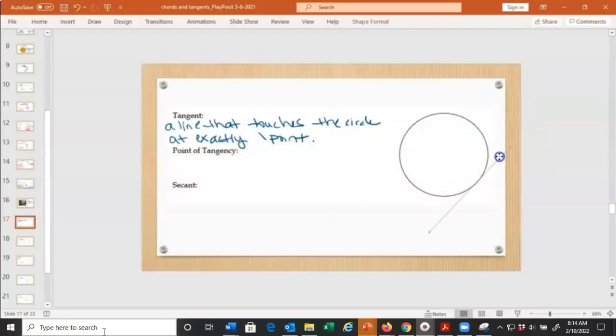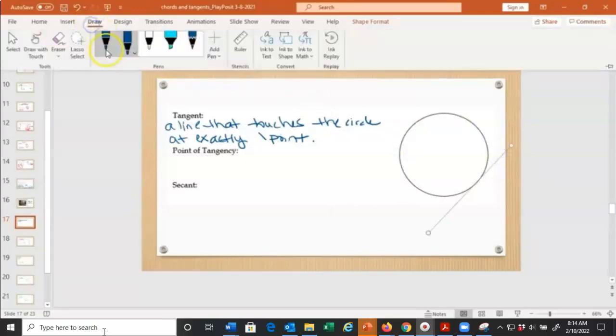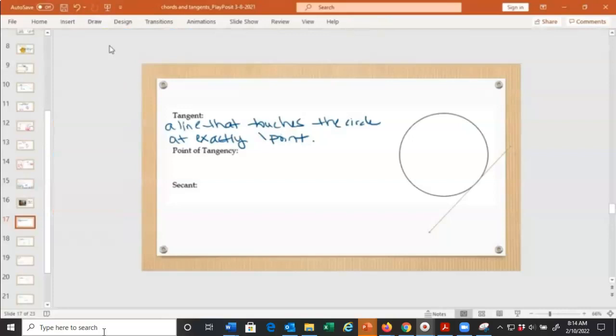There's our tangent line. It touches the circle at exactly one point. And it might look like more than one point, but that's just because it's really close. But it's really only intersecting that circle at one point right there. If you zoomed in really close, you would see. And that point has the special name. It's called the point of tangency. So this is where the tangent line touches the circle.